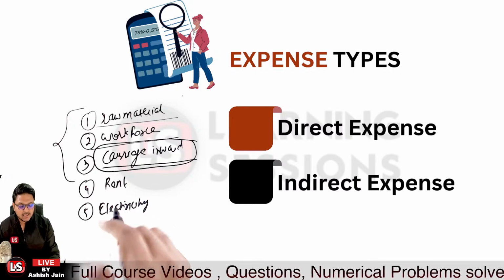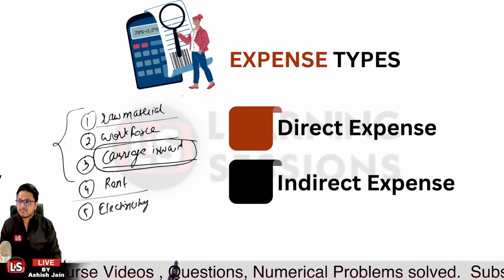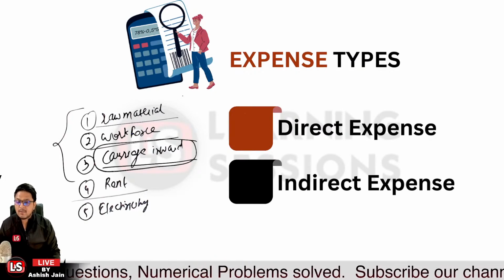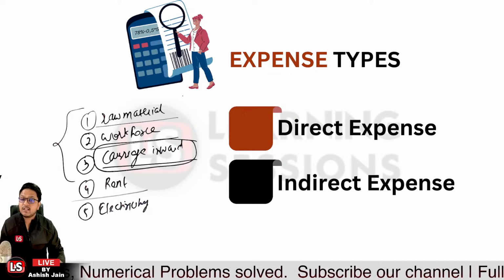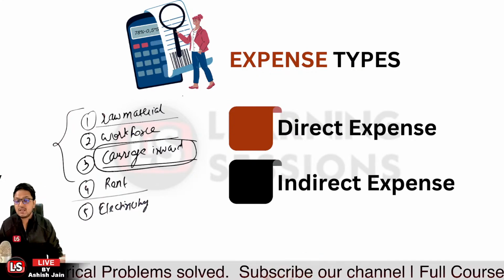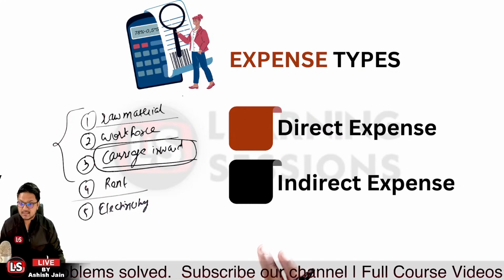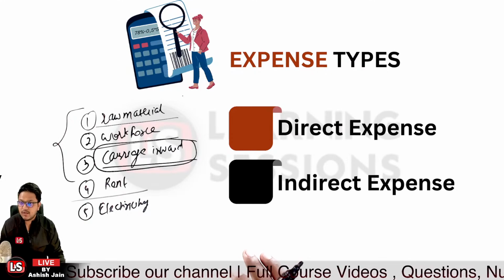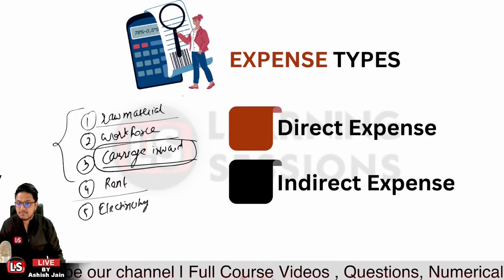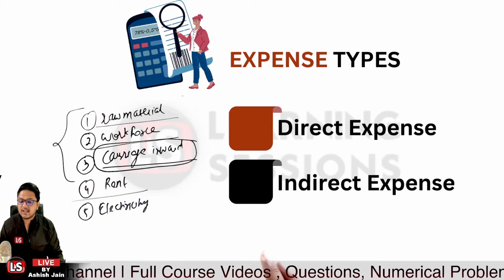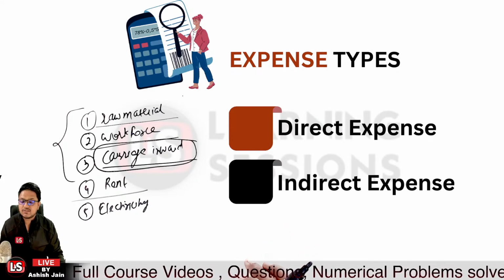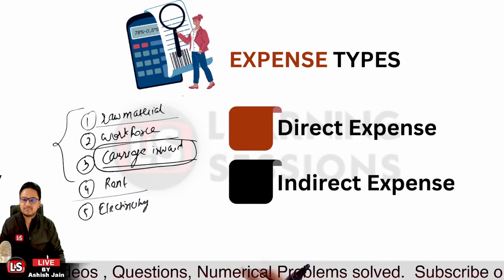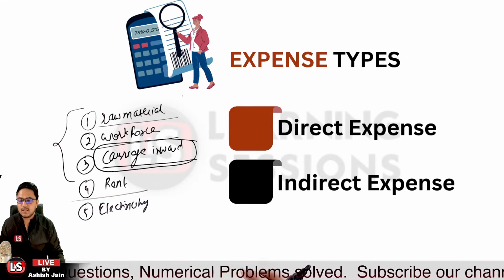Then there is the rent amount which is paid. Let me know: if the rent is paid for the factory where the product is being manufactured, would that be a direct expense or indirect expense? The factory rent where the product is being manufactured. Kindly answer at the earliest. It would be the direct expense.